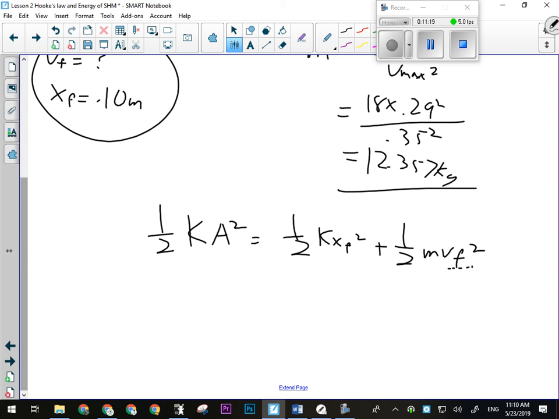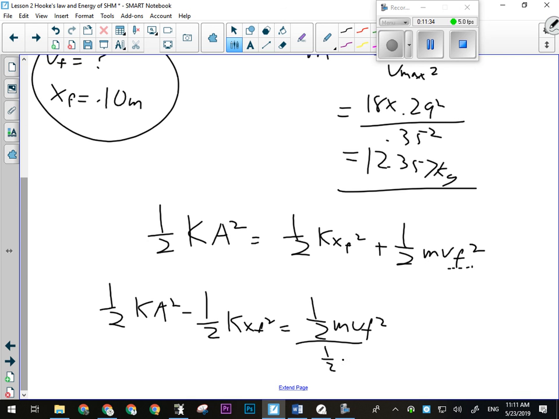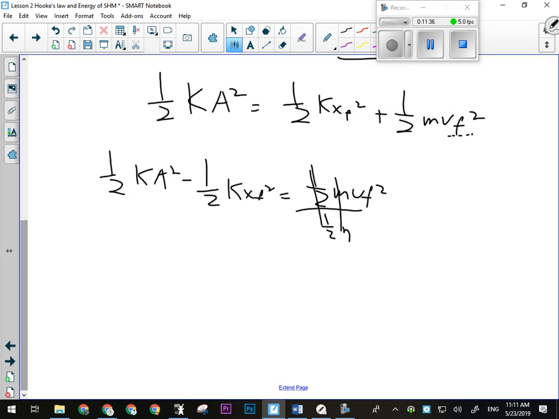So I'm going to bring the 1/2 Kxf squared over here. So I'll have 1/2 Ka squared minus 1/2 Kxf squared equals 1/2 MVF squared. Then I'm going to divide both sides by half of M, and square root that. So that'll give me that. I could have canceled the halves at any point as well, because it was in every term. I could have gotten rid of them.